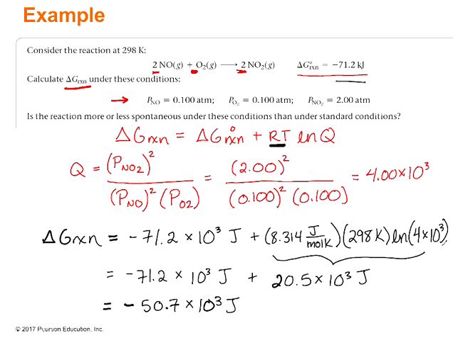But we do want to compare this value to our standard condition value. So that's in kilojoules. So I'm going to convert our delta G of the reaction to kilojoules. So we're going to divide that by 1,000. And when we do that, we get negative 50.7 kilojoules. Okay, so now let's compare that value to our value under standard conditions, and we'll determine if the reaction is more or less spontaneous under non-standard conditions.